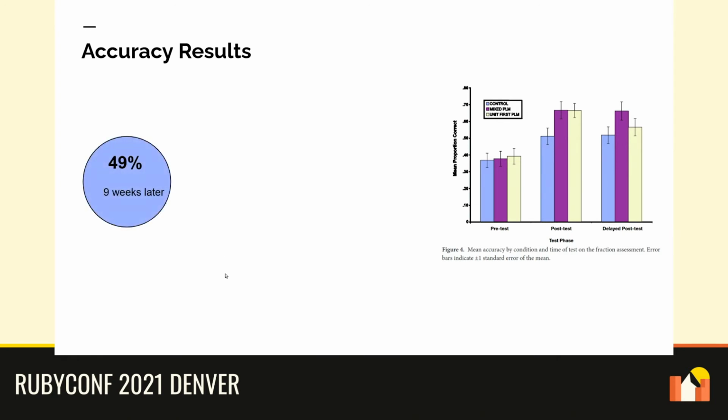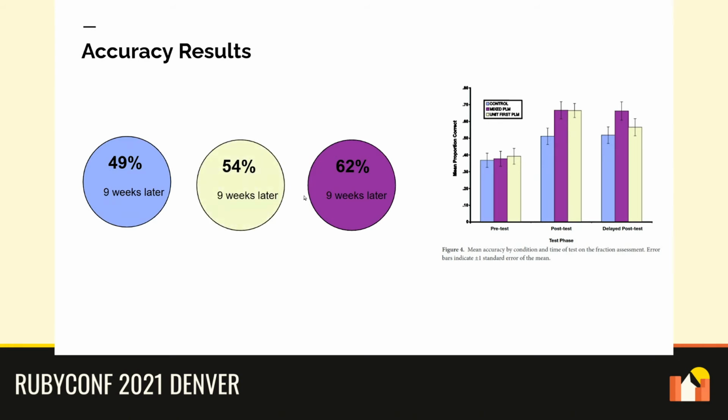I just want you to focus on the results 9 weeks after the training. The control group retained the learning gains. They had an improvement of 49% of the learning gains after 9 weeks of the training. The mixed unit group was the one that mostly retained the learning gains on fractions, 62%, and the unit first group improved 54%.